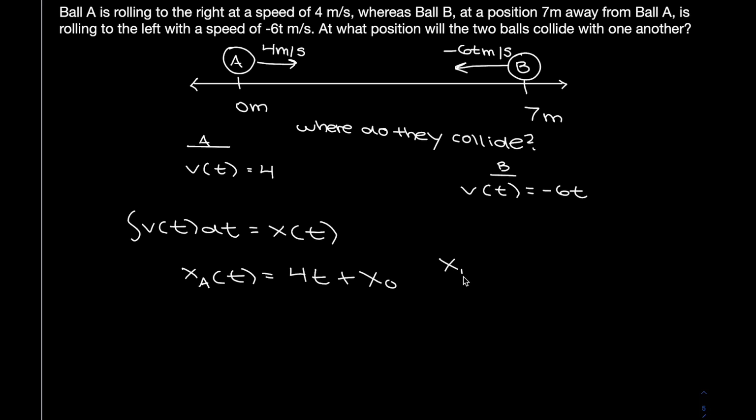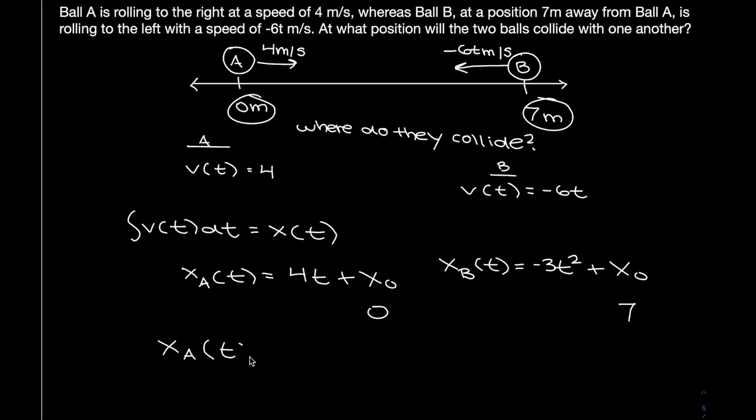Same thing for B. We're going to take the integral of that velocity equation with respect to t, and we get -3t squared plus our initial position for B. Now our initial position for A we know is 0 meters, and our initial position for B is 7. So we are left with our two equations: the position for A is equal to just 4t, and the position for B as a function of time is equal to -3t squared plus 7.